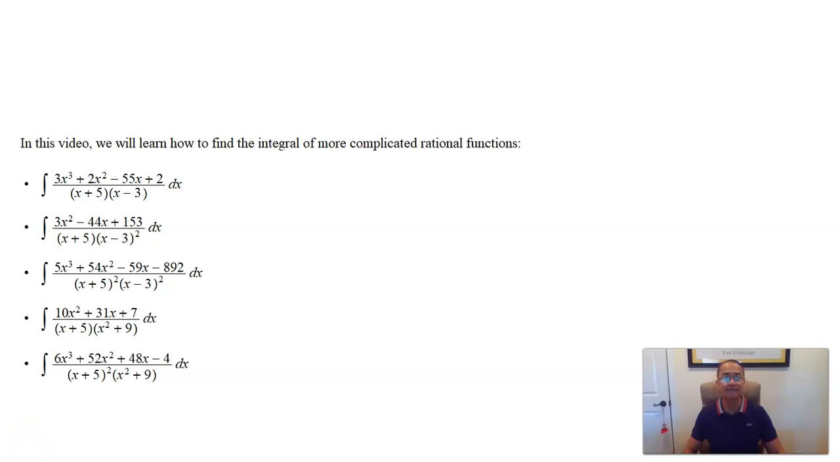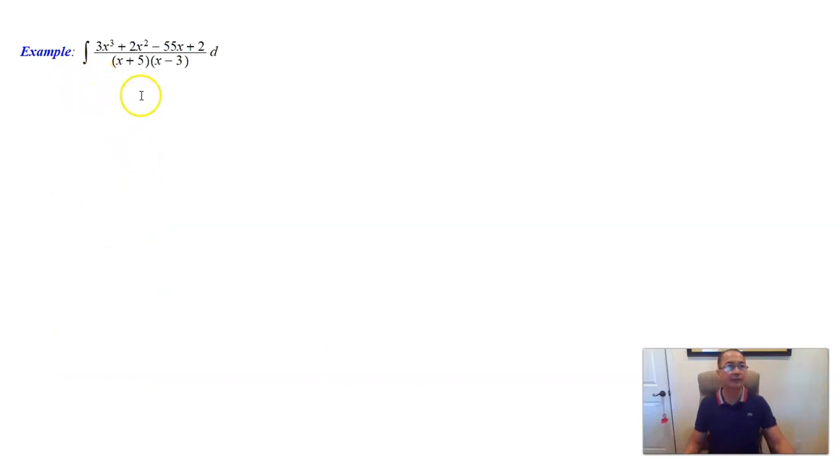Okay, our first example, we have 3x cubed plus 2x squared minus 55x plus 2 all over x plus 5 times x minus 3, dx. I'm missing an x there, haha. So what are we going to do here? Well, notice that the numerator is a cubic and the denominator is a quadratic, okay? So the first step that we'll have to do is perform a long division.